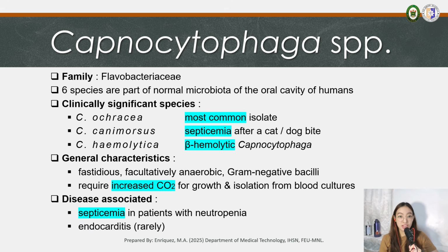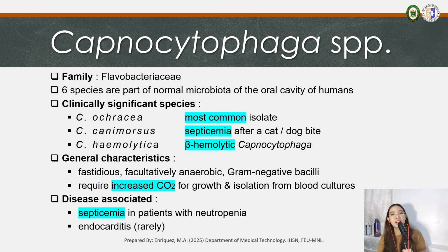Capnocytophaga belongs to the family Flavobacteriaceae. There are at least 14 species, and 6 of them are normal flora of the oral cavity of humans. Enumerated here are the clinically significant Capnocytophaga and the diseases associated with them. So, Capnocytophaga ochracea is the most common isolate. Capnocytophaga canimorsus could cause septicemia after a cat or dog bite, and Capnocytophaga haemolytica is known as the beta hemolytic Capnocytophaga. Next, they rarely cause endocarditis.